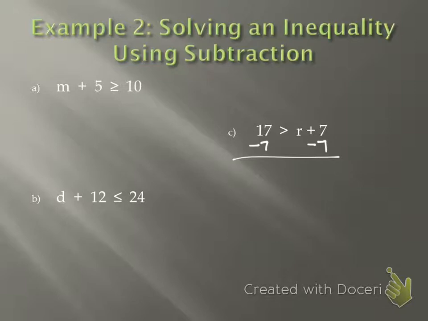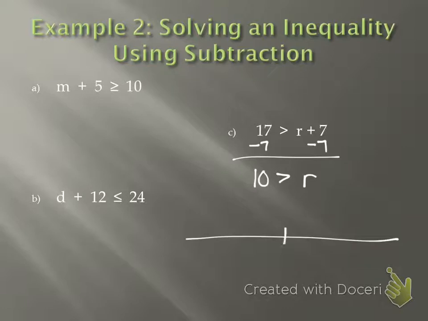If I subtract 7 from both sides, I end up with 10 is greater than r. But I need to read it variable first. If I don't read it variable first, odds are my arrow is going to go in the wrong direction on my number line. I need to read it: r is less than 10.